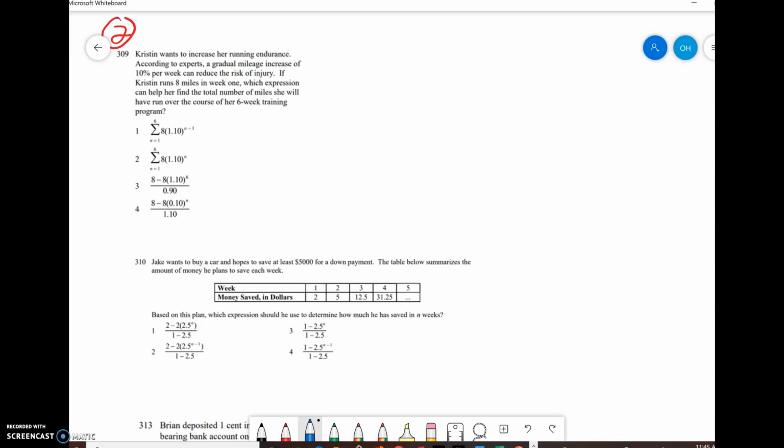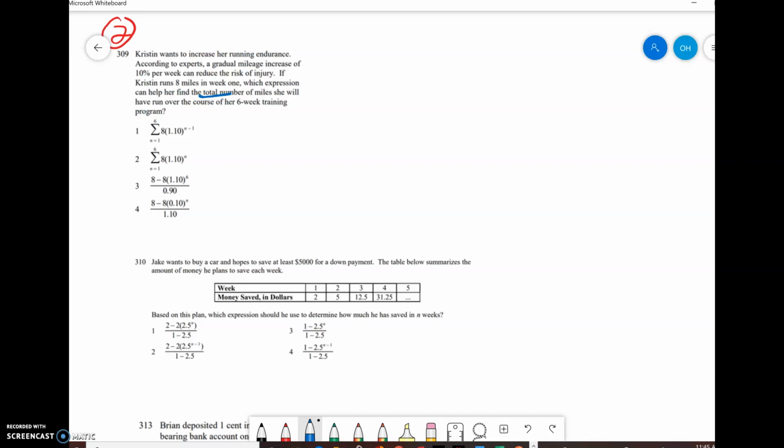Okay, guys, we're going to do the second installment of Regents word problems dealing with sequences and series. So we have Kristen, and she wants to increase her running endurance. According to experts, a gradual mile increase of 10% per week can reduce the risk of injury. If Kristen runs 8 miles in week 1, which expression can help her find the total number of miles she will have to run over the course of her 6-week training?